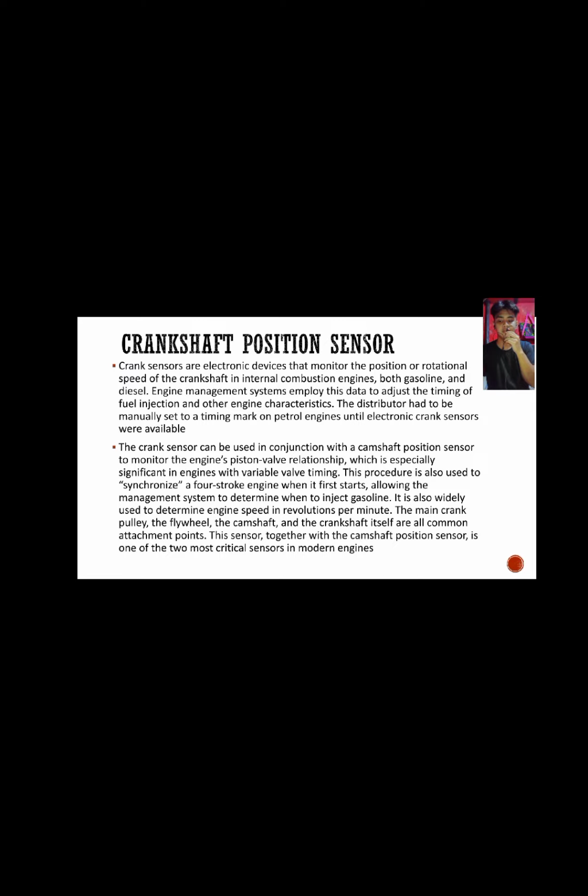characteristics. The distributor had to be manually set to a timing mark on petrol engines until electronic crank sensors were available. The crank sensors can be used in conjunction with camshaft position sensors to monitor the engine's piston valve relationship, which is specifically significant in engines with variable valve timing.